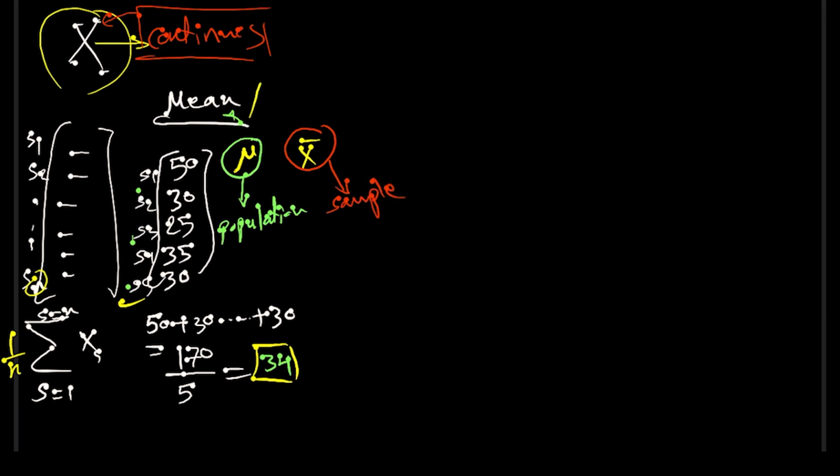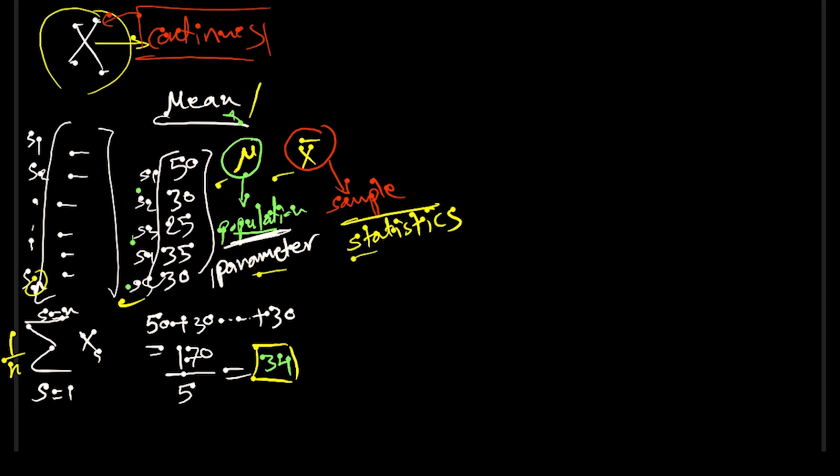One more important thing I wanted to share with you: any number we calculate on the entire population, we call it a parameter. Any number we calculate on a sample, we call it a statistic. So if my mean is drawn from a sample, it is a statistic. If it's drawn from the population, then it is a parameter.